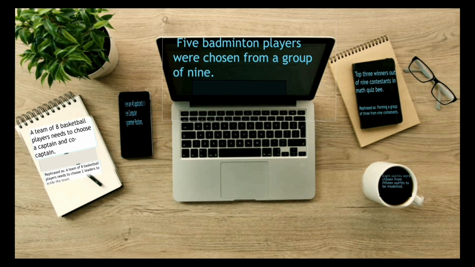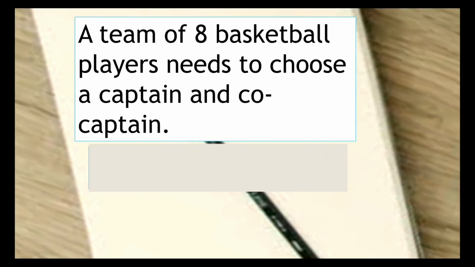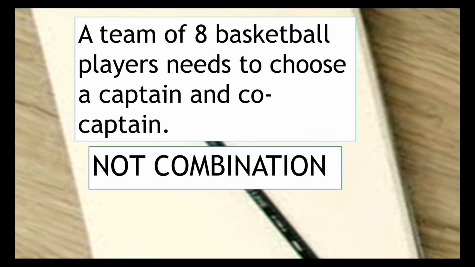Okay. So, let's look at the examples. Let's try this first. A team of 8 basketball players needs to choose a captain and a co-captain. So what we're going to do here is we're going to tell whether the given situation or task illustrates combination or not. If it is not, we are going to rephrase the situation or task to make it an illustration of combination. So, is this an example of combination? So, let's see. This is not a combination.